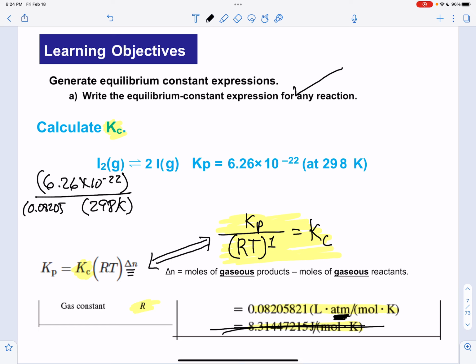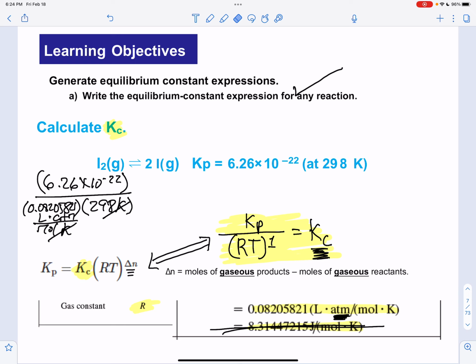So 0.08205 821 liters times atmosphere over moles Kelvin. As you can see, Kelvin is going to cancel with Kelvin. However, we're looking for a Kc, and I already told you there's no units. So don't try to cancel the units because you're not gonna be able to. Just remember, there's no units on the equilibrium constants.